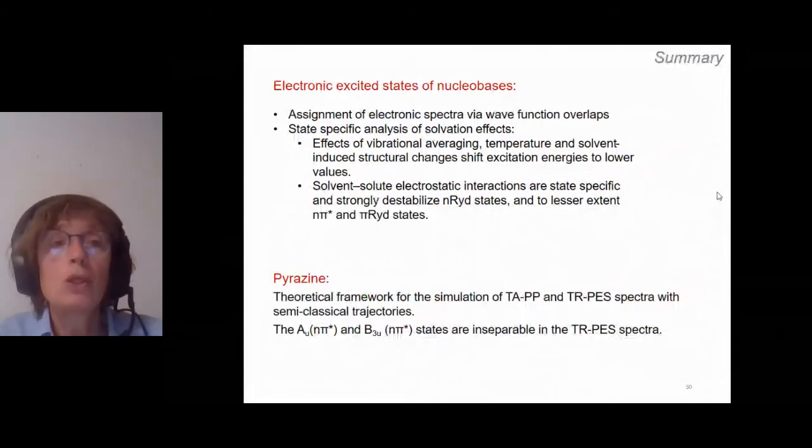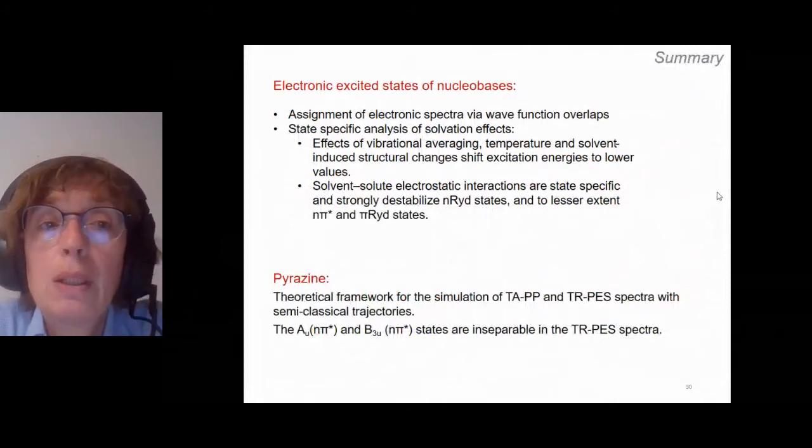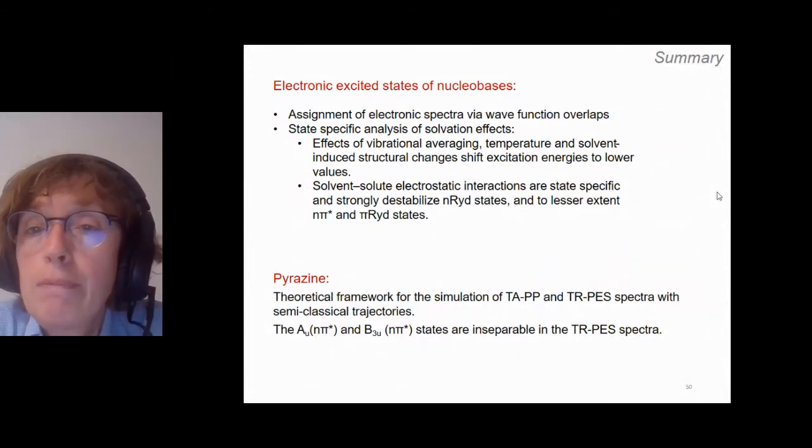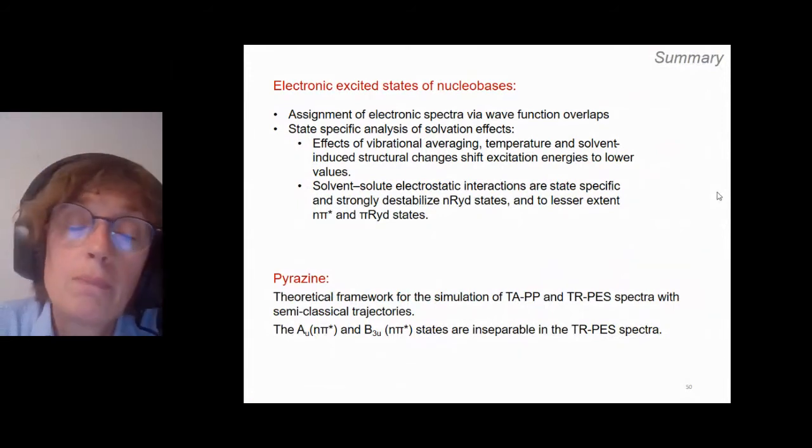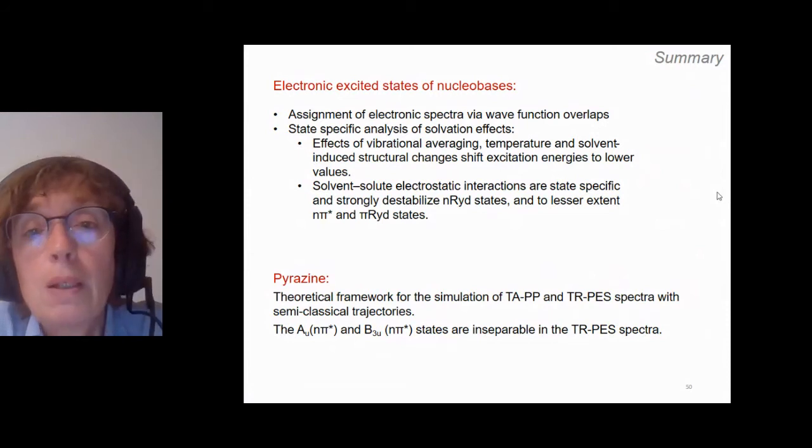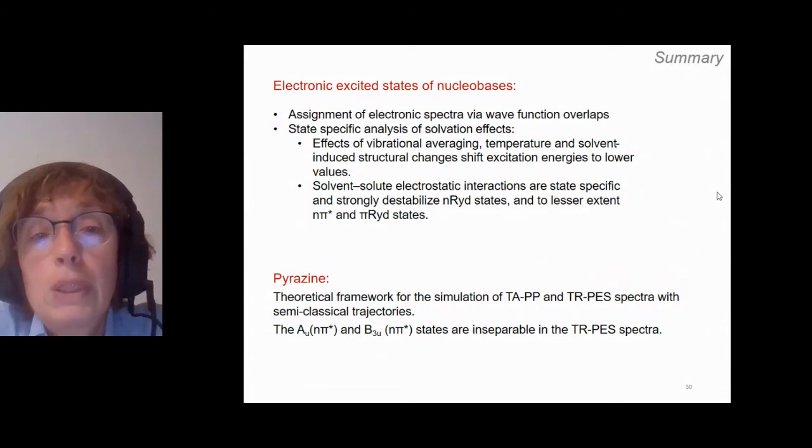Okay, in the summary of my work, I presented a procedure for assigning electronic spectra via wave function overlap. It is a diabatization-based technique that allows us to disentangle the different contributions to the total solvent shift. And I showed you how to compute the spectrum without any empirical broadening parameter.